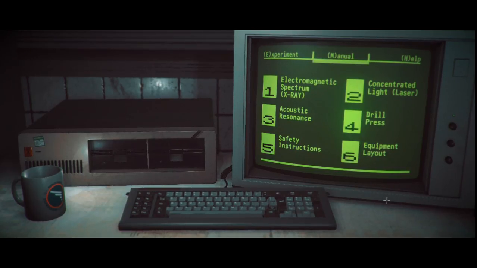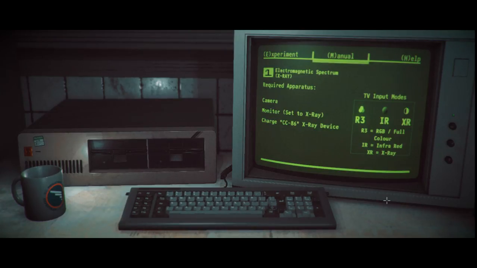Okay. So we have the electromagnetic spectrum, the X-ray, the concentrated light, laser, acoustic resonance, drill press, safety instructions, equipment layout. So let's go one by one. Electromagnetic spectrum, X-ray. Required apparatus: a camera, and a monitor set to X-ray. Charge CC86.